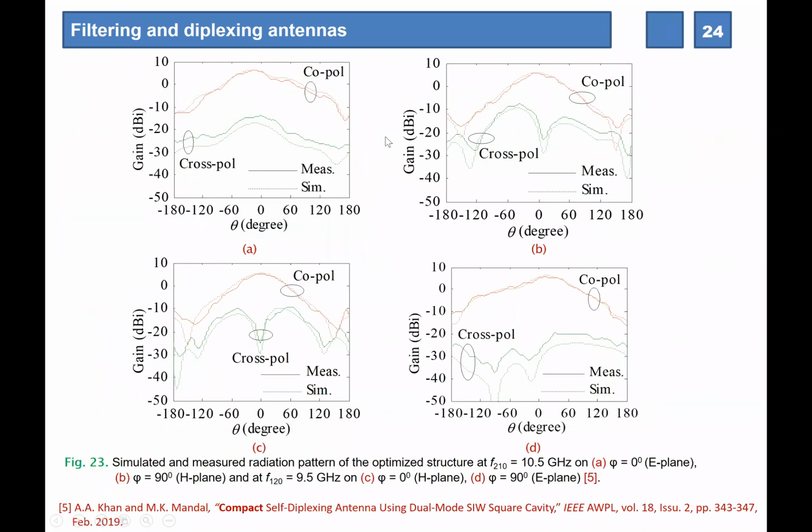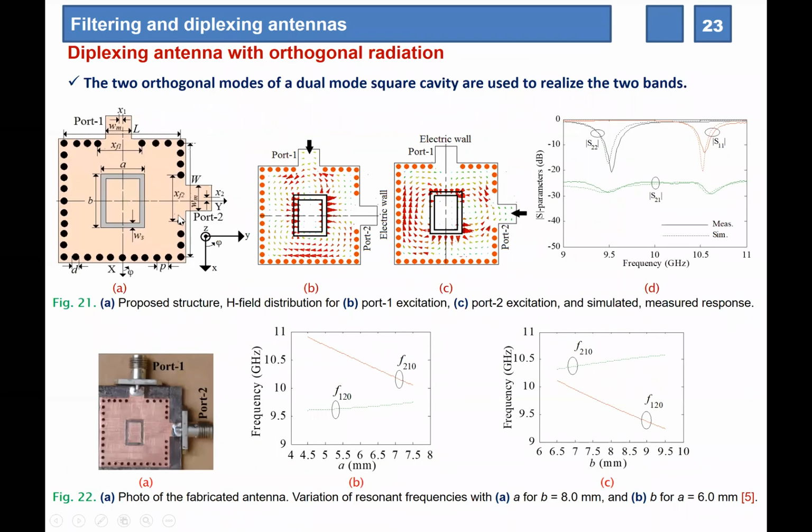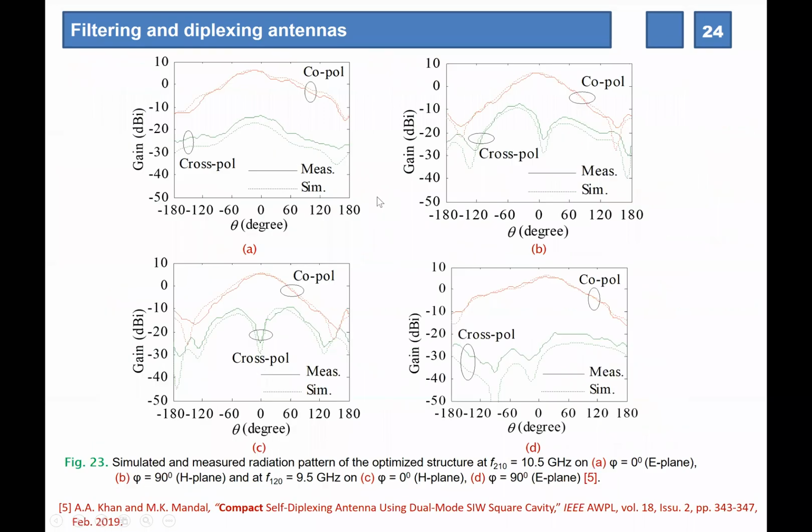So here you can see the radiation patterns. Cross pole level is quite good, and that is also due to the symmetric slot actually. Symmetric slot means from the radiation point of view it is symmetric, not from the geometrical point of view. Here it is not symmetric from those two ports, but if you look at the modes and fields for one particular frequency, then it is symmetric. So here you can see the cross pole and copole response.